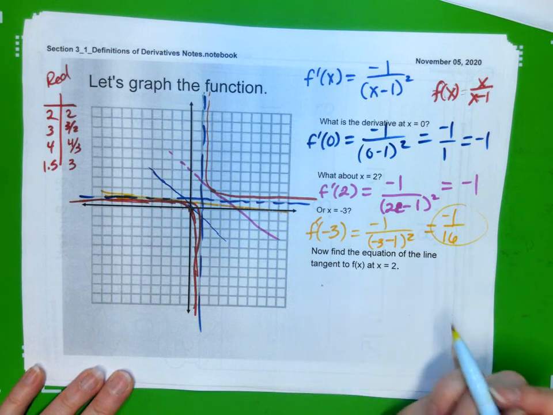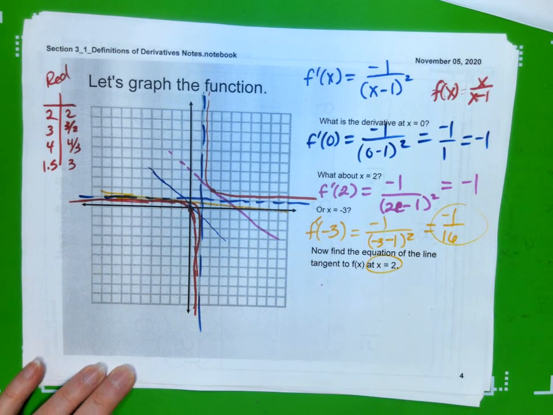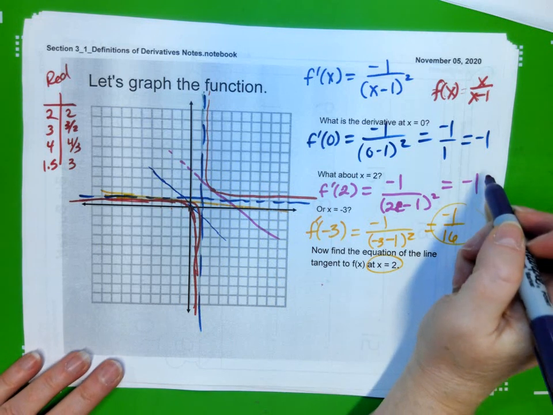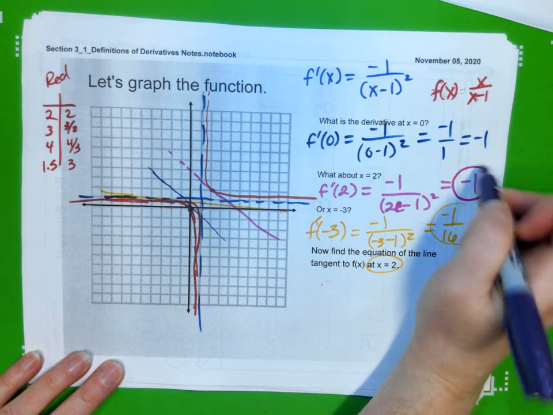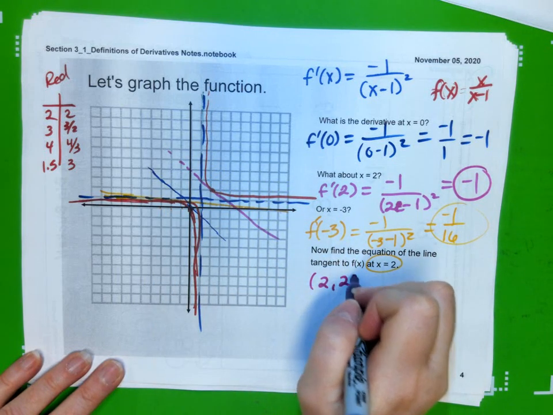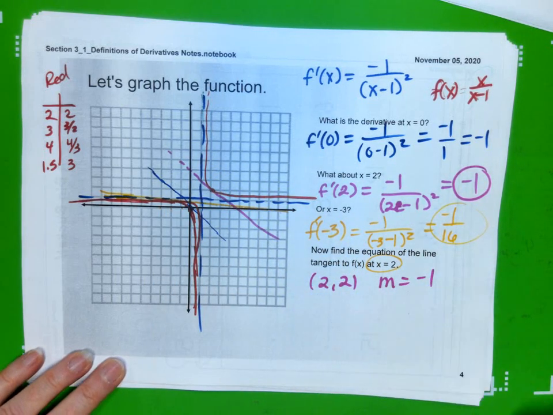Now find the equation of the line tangent at x equals 2. Can we find the line tangent at x equals 2? Well, we know the slope at x equals 2 is negative 1. We know the point is 2, 2. So finding the line is easy.